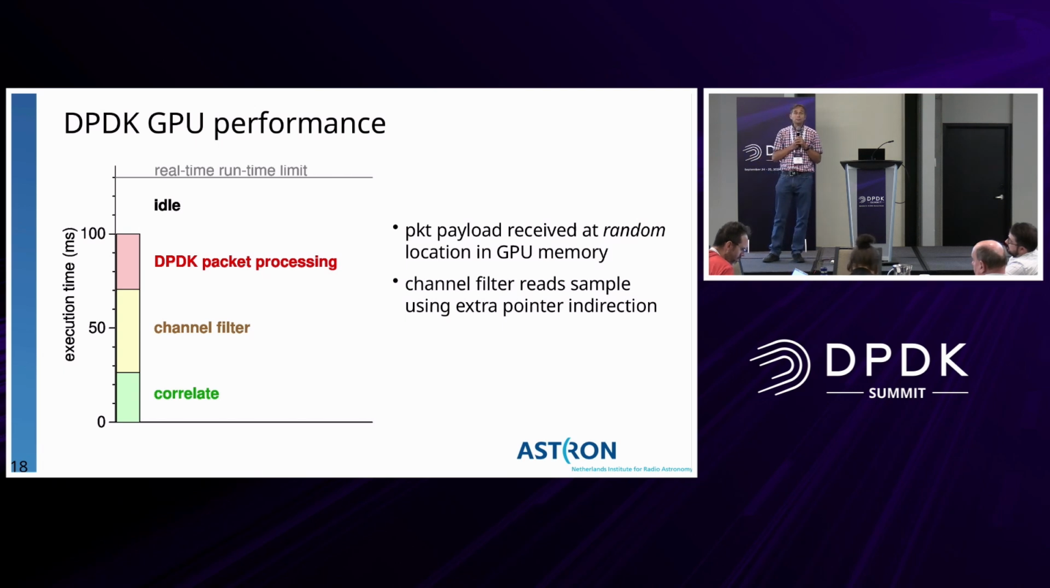Hello. Thanks for the talk. Very interesting topic. I was wondering, what is the size of the UDP payloads you're dealing with? What's the packet rate? 8K. Okay. 8K, for 2K of complex samples in it. Okay. Dual polarized. Okay, 8K.